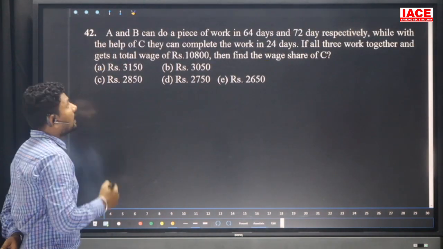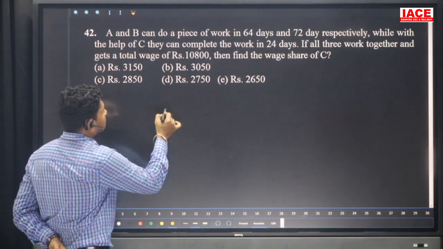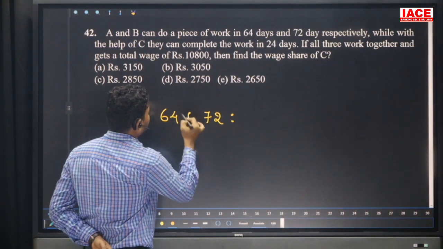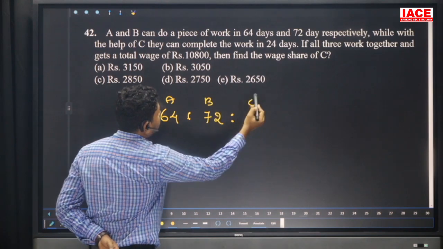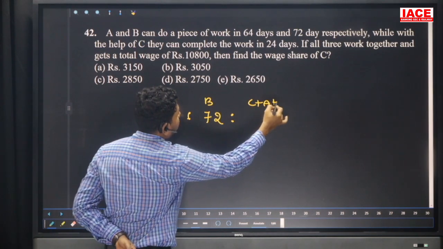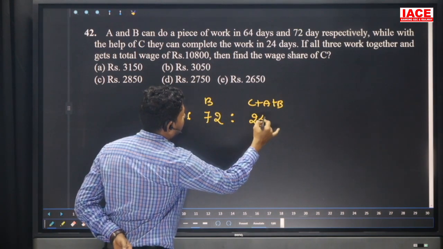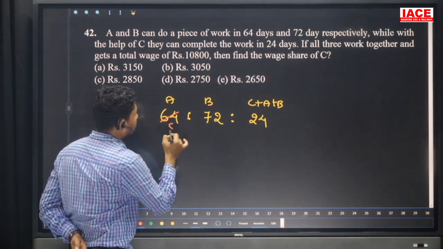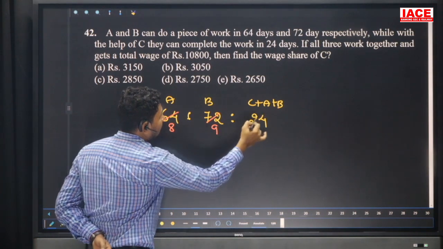Question 42. A and B can complete a piece of work in 64 days and 72 days, and A plus B plus C all together will complete the work in 24 days. Cancel the numbers. All the numbers are cancelled with 8: 8 8s, 8 9s, and 8 3s.